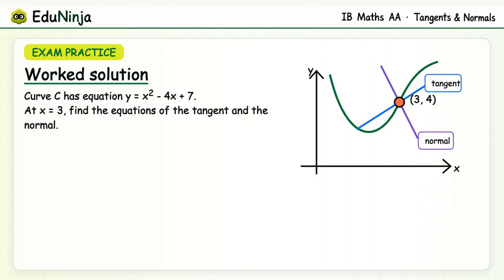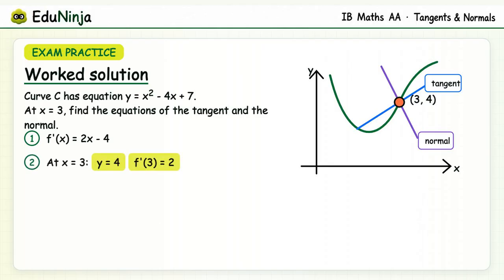First, find the point. Substitute x equals 3 into the original equation. 3 squared is 9, minus 12, plus 7, so y equals 4. The point is 3, 4. Next, differentiate the curve. The derivative of x squared is 2x, the derivative of -4x is -4, and the constant disappears. So dy by dx equals 2x minus 4. At x equals 3, the tangent gradient is 2 times 3 minus 4, which is 2.